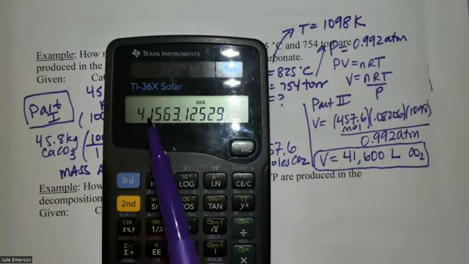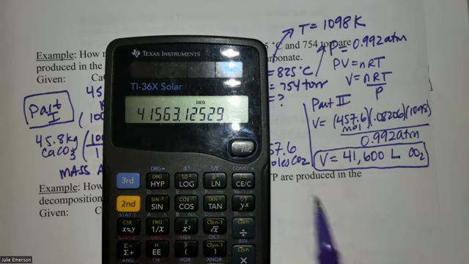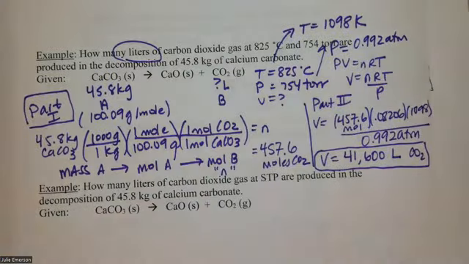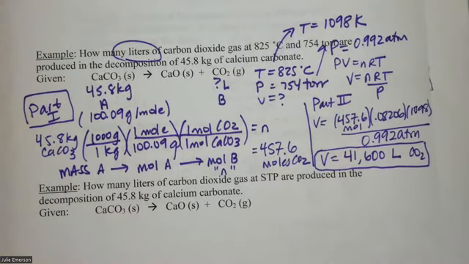All right, so 41,600. If you want to do scientific notation, 4.16 times 10 to the 4. You're not forced to. It's only if you want to.